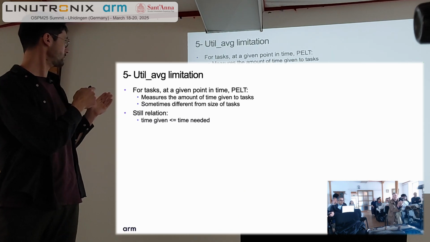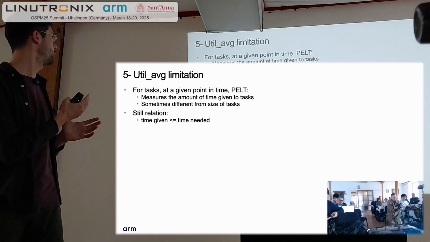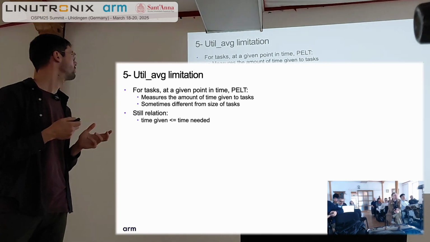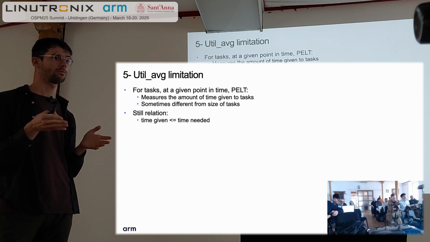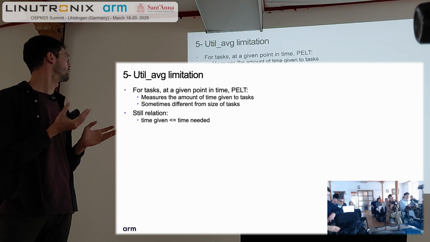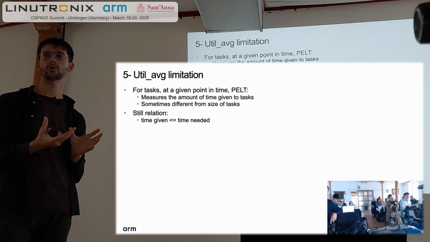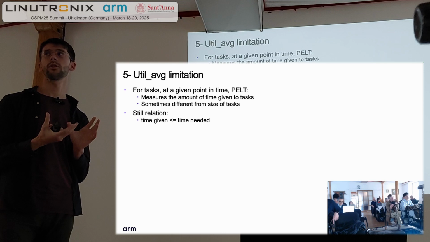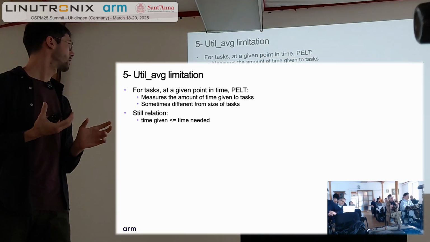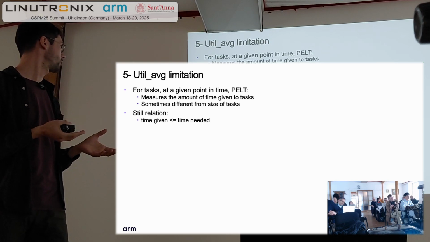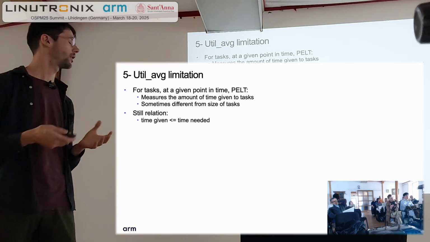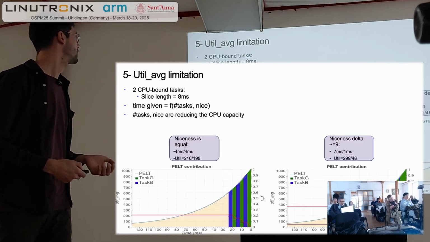Okay, so now about some limitations of the util average value. For a task, it is measuring the amount of time that the task received, but that can be different from what the task actually needs. But there is still a relation, which is that the time that the task receives is always going to be lower than the time that the task is requiring.